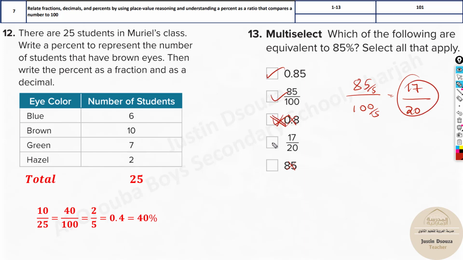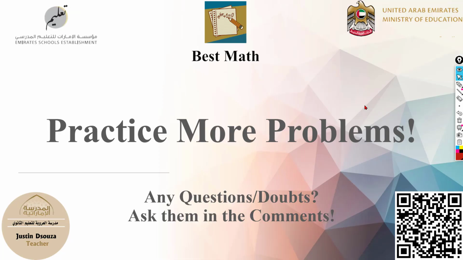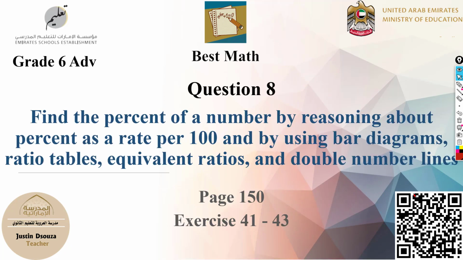So 1, 2, 3. Sorry, this is wrong. Three possible answers are correct because they're all equivalent. You can see this is 0.85, or this fraction over here. That's how we do these problems. Please practice more problems. Be thorough with it. Do the problems by yourself and then check the answers.